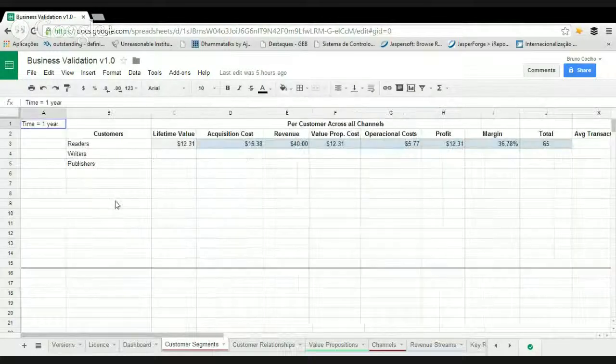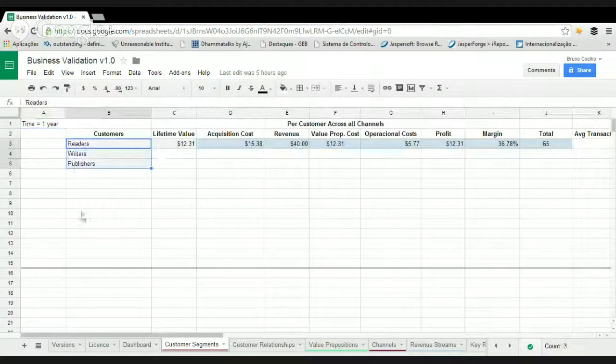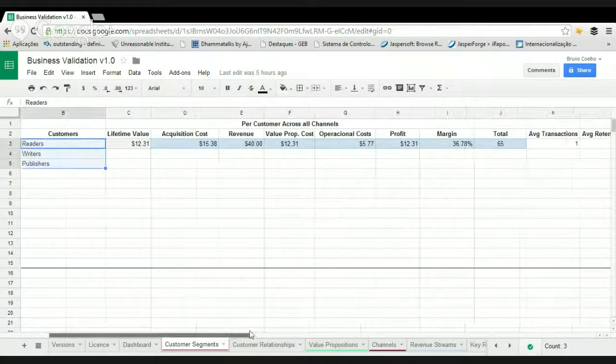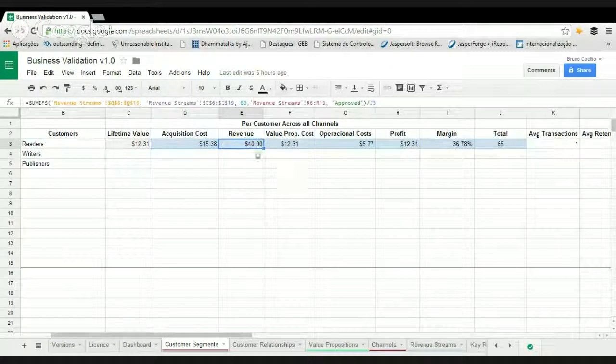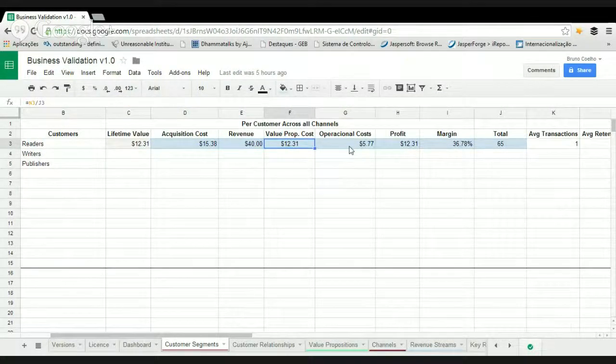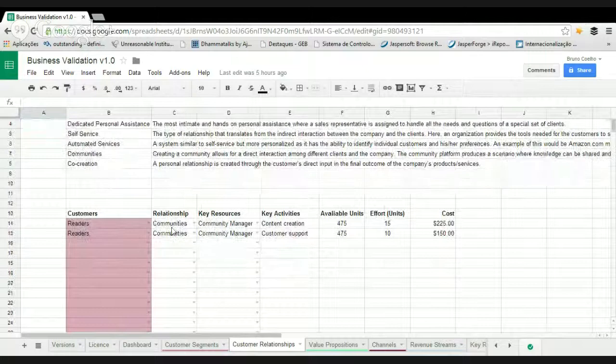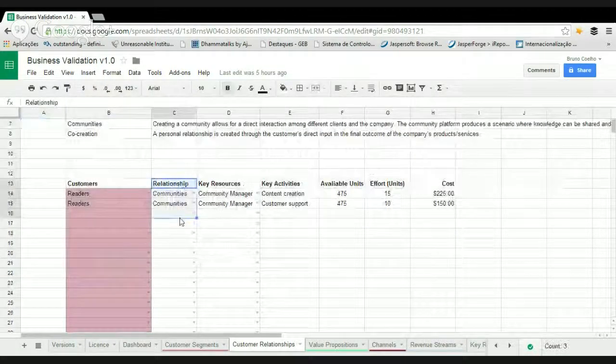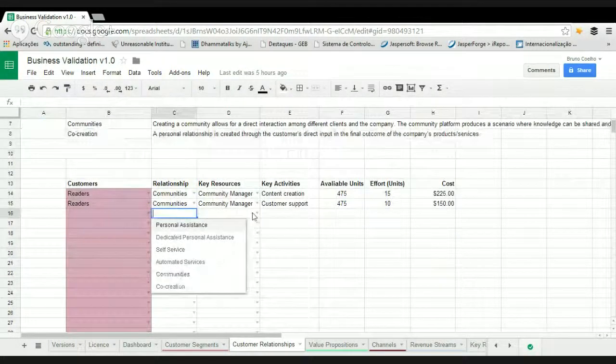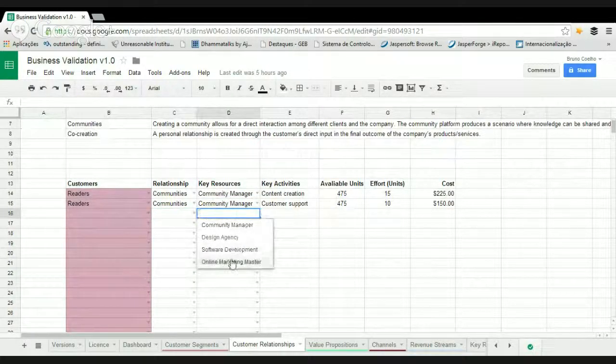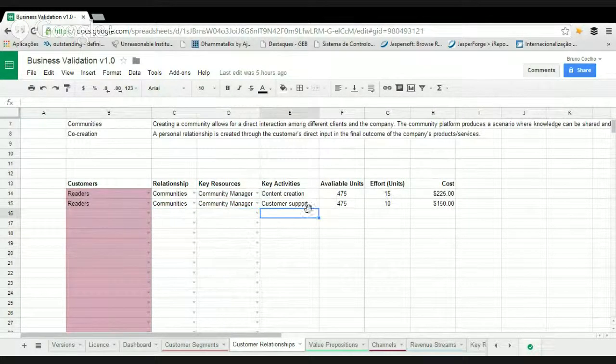like the customer segments sheet, where you'll list who your customers are, and you'll understand their acquisition cost, the revenue that they bring in, the value proposition cost, the operational costs per segment, and the profit and all that stuff, as well as the customer relationships. You can define what relationships you need to have and who are the resources that are going to establish that relationship and the key activities that those resources will have to execute to make that relationship happen.